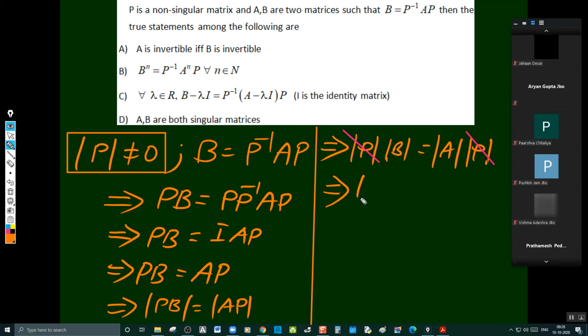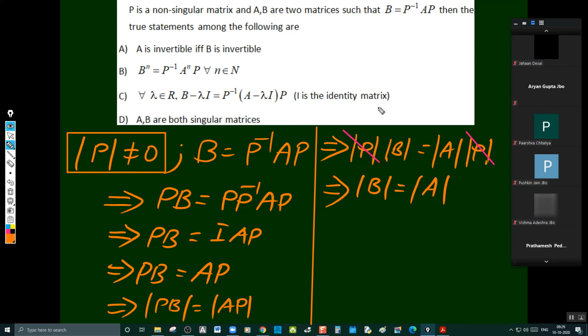Det B is equal to det B. Det A we have got. Now, what is the first option given? If A is invertible, if and only if B is invertible, because both are equal. If one is invertible, obviously the other one is also invertible.